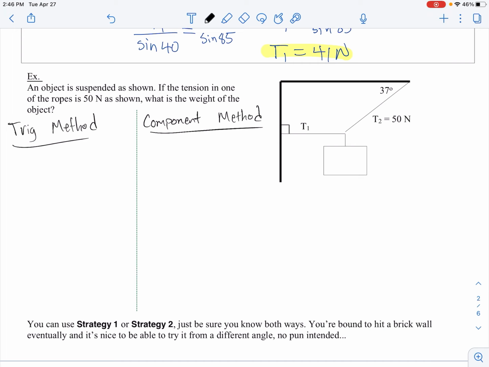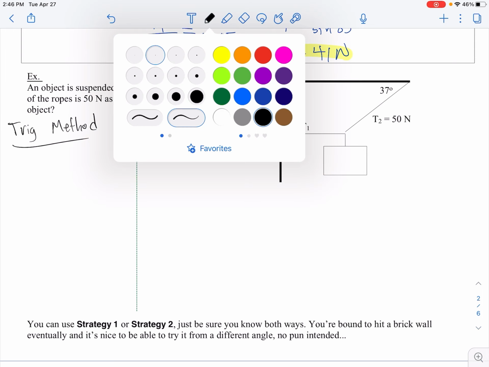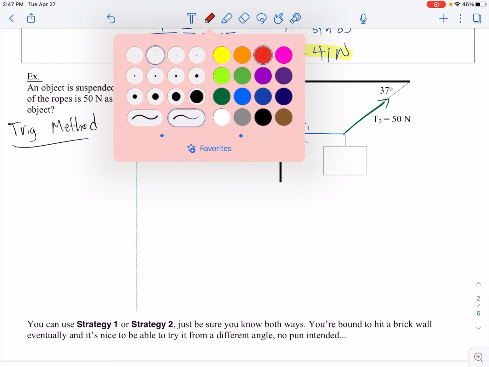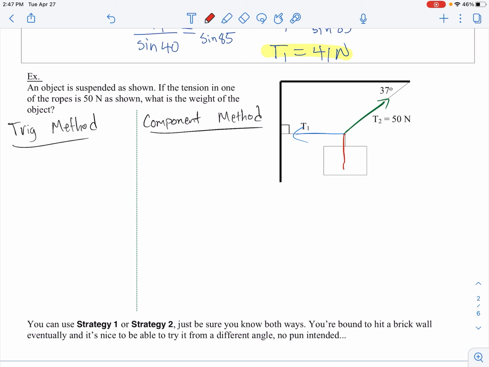So again, I know that this is at an angle and all these vectors are at equilibrium. So let me signify what we got here: vector T1, T2, and FG. Okay, so let's start with taking a look at T2, because this is the one that we have the most information about. So starting with the trig method.